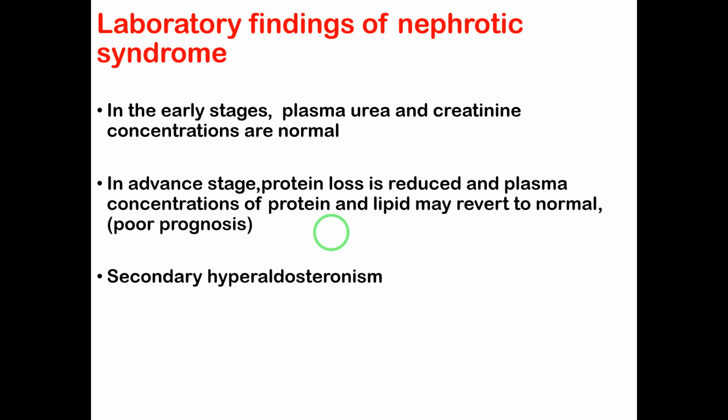As for the glomerular function, in the beginning the urea and creatinine are normal. Later on, the patient may enter into renal failure and their levels start to increase.